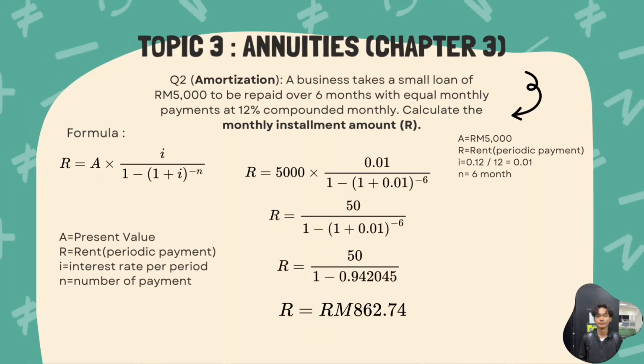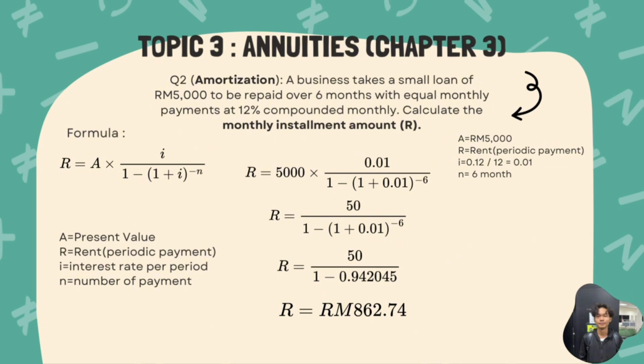So today I'm going to explain about topic 3 annuities, which is question 2, amortization. Based on the question, we can see the question is about loan payment. So the most suitable formula for this question is R equals A multiplied by i divided by 1 minus open bracket 1 plus i close bracket power negative n.